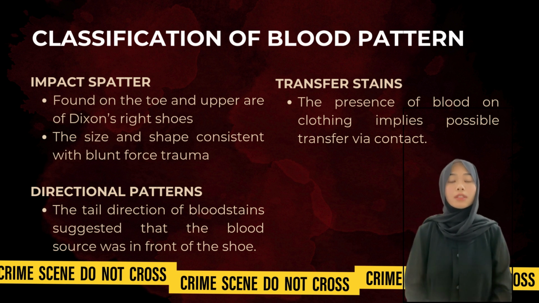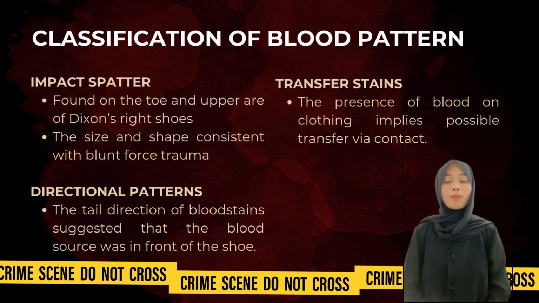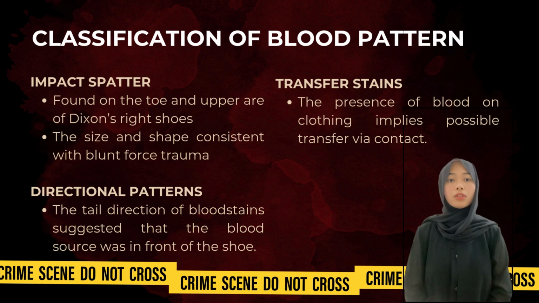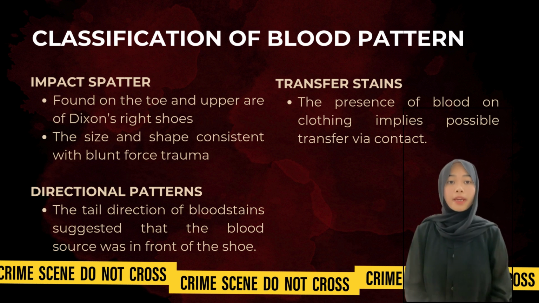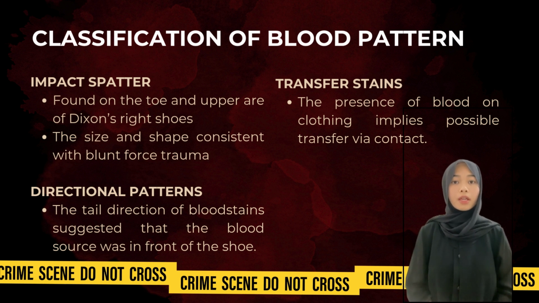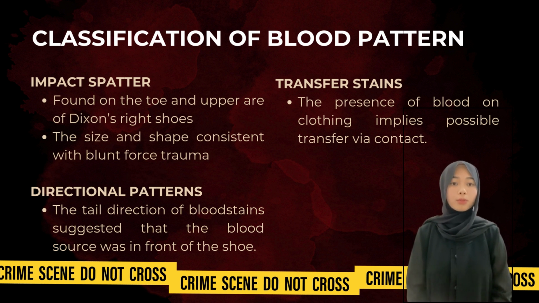The direction of the stain tails showed that the blood source was directly in front of the shoe. Although it is not confirmed, the presence of blood on Dixon's clothing could suggest contact-based transfer from another surface or object. The impact and directional patterns strongly supported the theory that Dixon was facing the victim and within close range when the blood was projected.